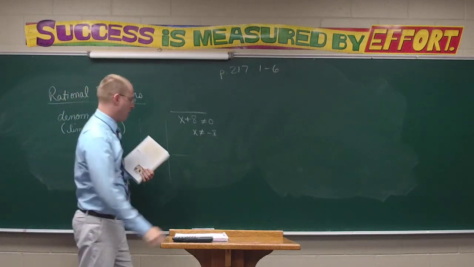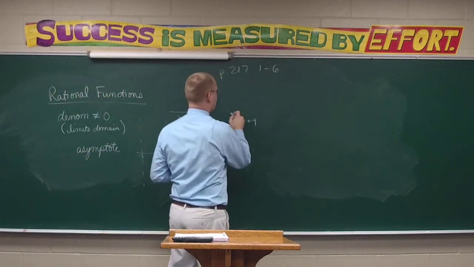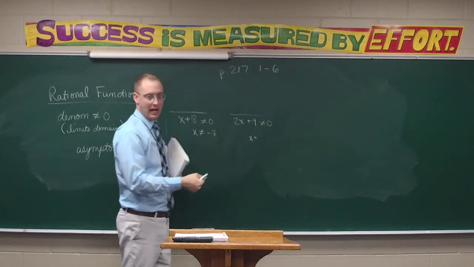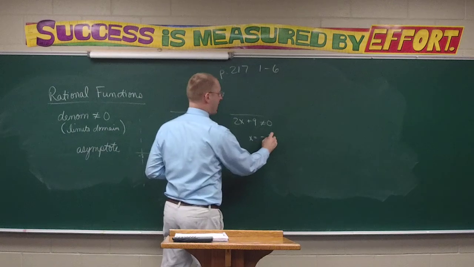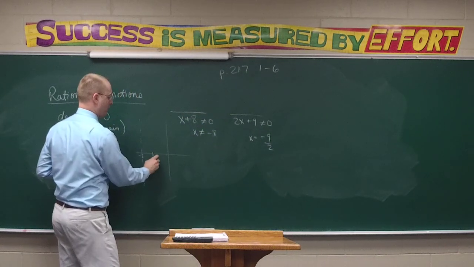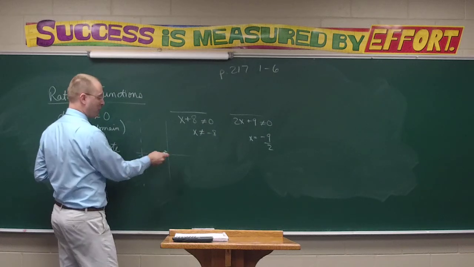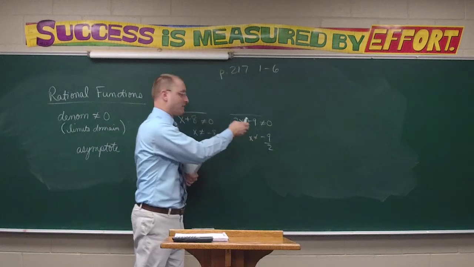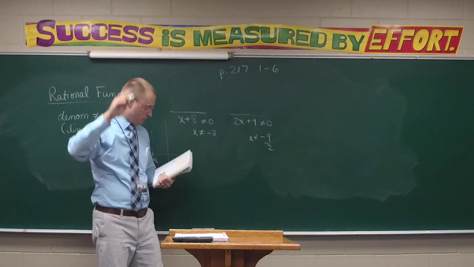All right, look at the next one. We have a 2x plus 9 in the denominator. Again, set that unequal to 0. What can x not equal, class? Negative 9, when you move it over, and then divide by 2, negative 9 halves, or negative 4 1/2. So obviously that'd be between the negative 4 and negative 3. That's where my asymptote is going to be. How many had the negative 9 halves as your vertical asymptote?